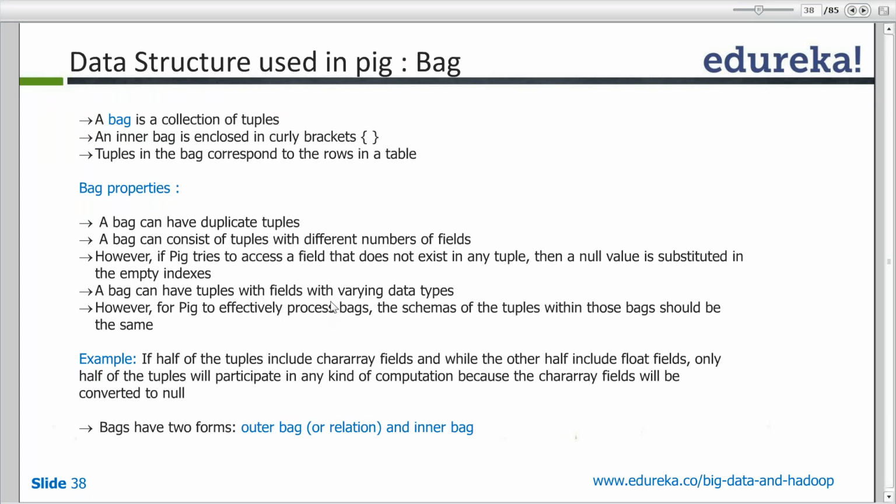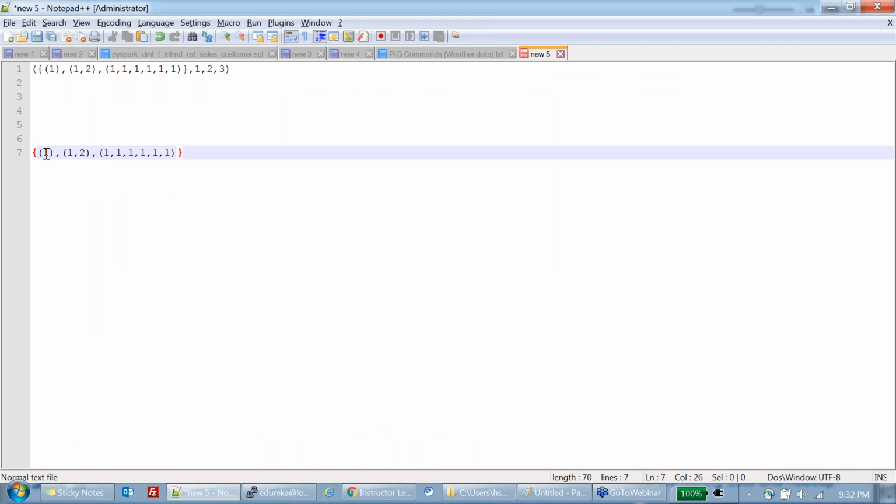A bag can have multiple tuples with fields of varying data types. Right? So all these data types can be different. So I can have a tuple this way. Right? This is also possible. So my bag is containing tuples and the data types are varying. Number of fields are also varying, data types are also varying. Right? So this is possible.